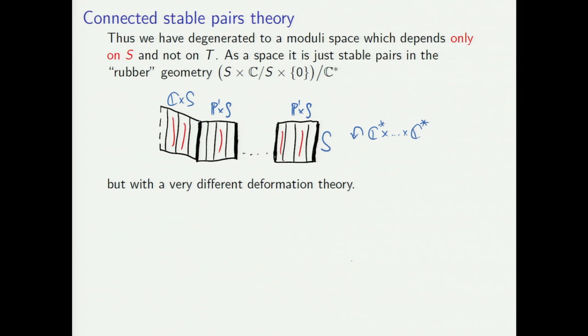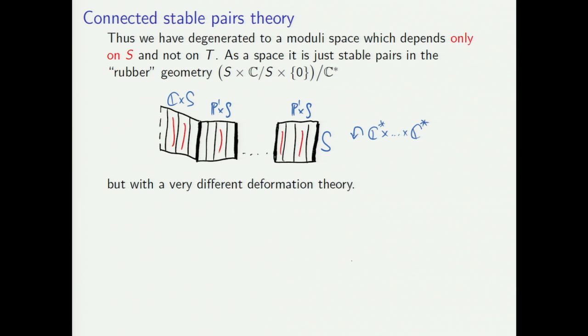Okay, so we degenerated the moduli space to one which depends only on S, and it's this so-called rubber moduli space. So we end up with stable pairs in this thing. S times C, that's this piece, relative to the S at 0, that's this one. That's what allows all these bubbles to pop off, because curves can't land in there. Each time they do, I produce a bubble. Divided by C star. There's a C star acting on here, so this is a stack.